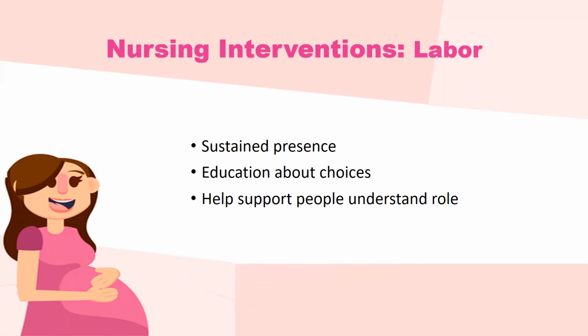Labor interventions include sustained presence. Someone needs to be with them at all times. The adolescent usually prefers their mother as a support person. They need to be educated about the choices they can make and the consequences of those choices. Also, we need to help the support people understand this information as well as their role beside the mom.